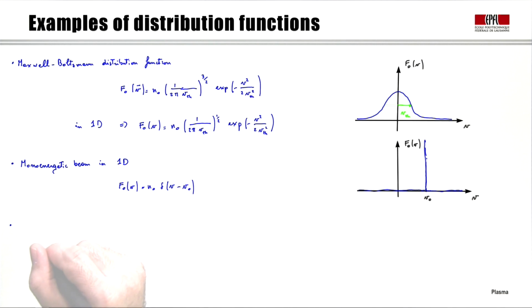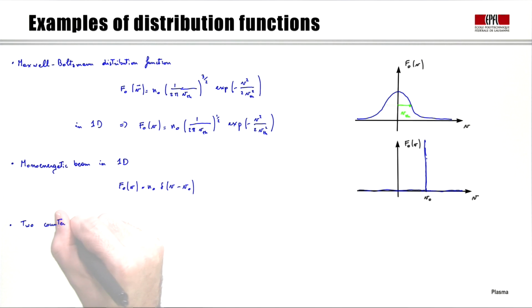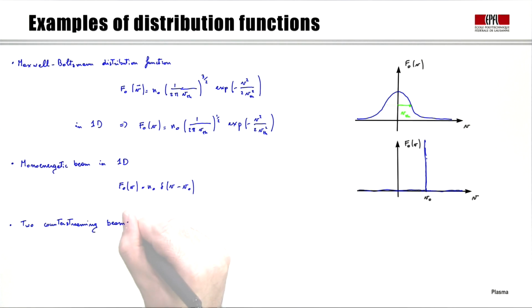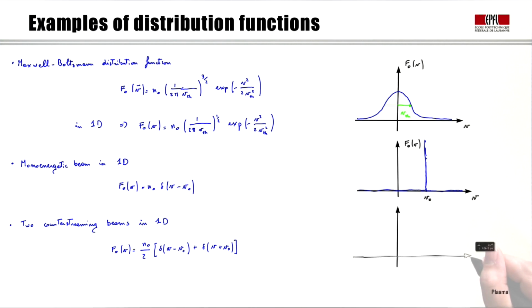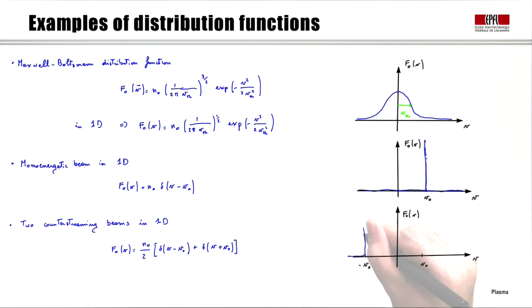The last example of distribution function that I would like to give is two counter-streaming beams in one dimension. In that case, the distribution function is given by the sum of two Dirac functions, one centered at v0 and one centered at minus v0. The distribution function will be equal to 0 everywhere except at minus v0 and at plus v0. Therefore it is equal to 0 up to minus v0, where it goes up to infinity. Of course, here too I cannot represent that. Then it goes back down to 0 up to v equal to v0, where it goes up to infinity again, and then it comes back.